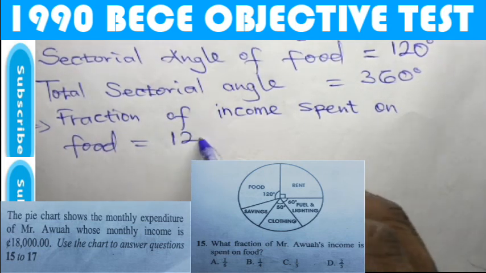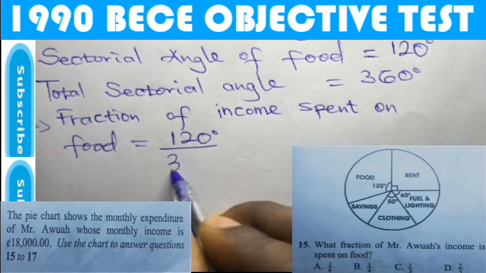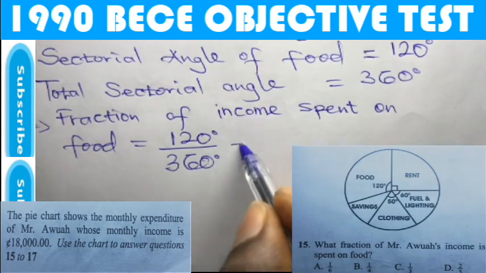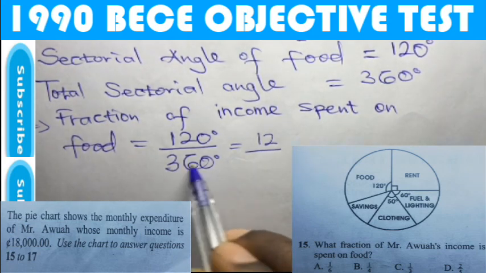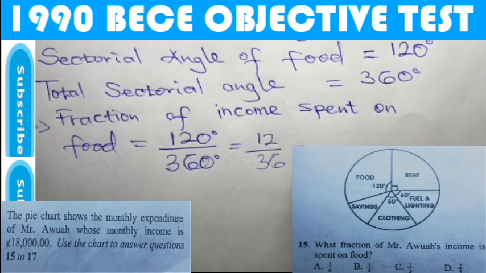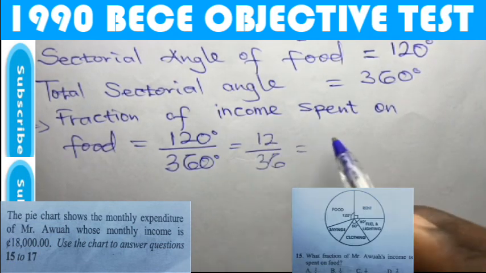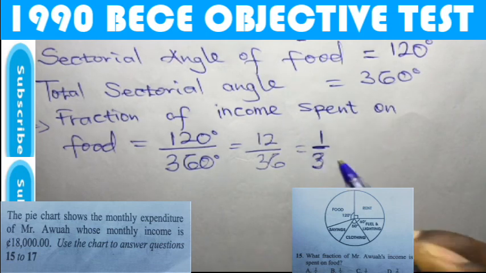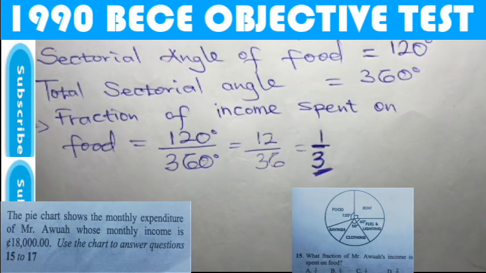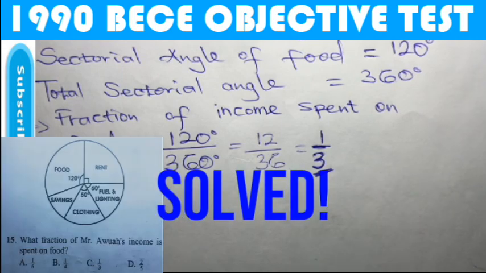So we have it to be 120 degrees out of 360 degrees. When we divide here by 10, we will have 12 left. We divide here by the same 10, we have 36 left. And we divide here by 12, we have 1 left. And we divide here by 12, we have 3 left. So the final answer is 1 out of 3. So the fraction of Mr. Ewo's income spent on food is 1 out of 3. That is that. So we are done for question 15.